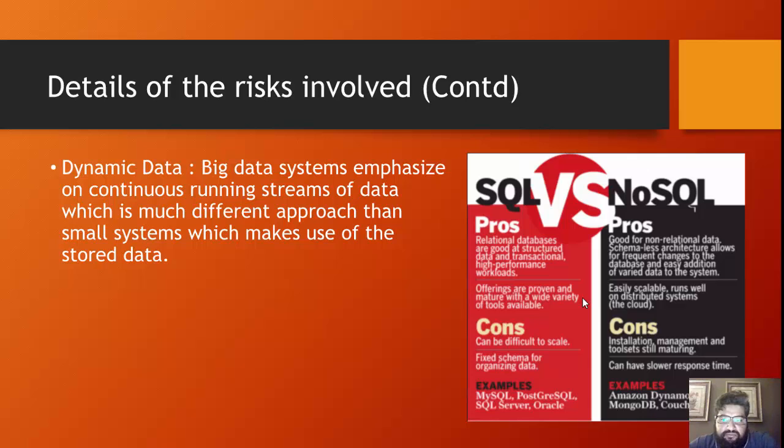Big data systems emphasize continuously running streams of data. This gives us the first evidence to rule out relational databases that work on the principle of already stored data. Data is coming 24/7, and in order to analyze that, it would be a bad decision to use a relational database to first store all of it and then analyze, which would obviously affect the system performance manifold.